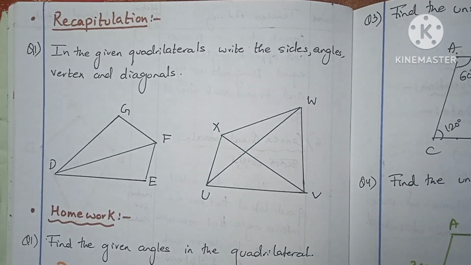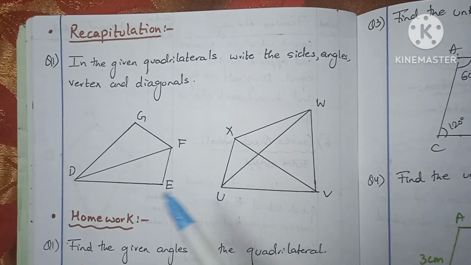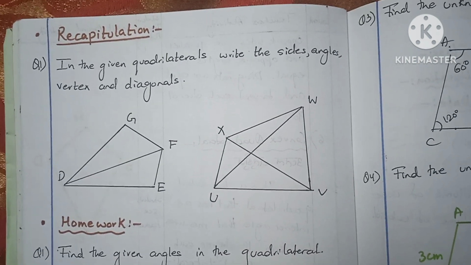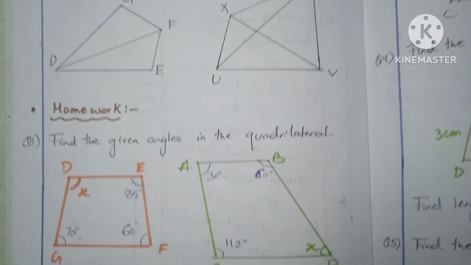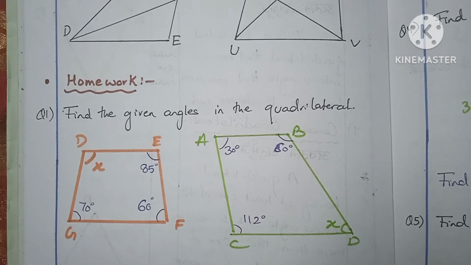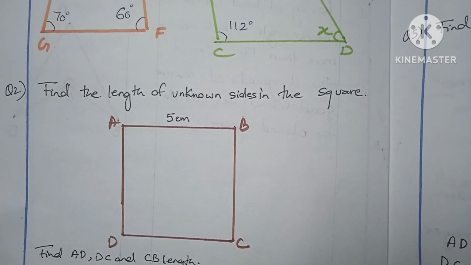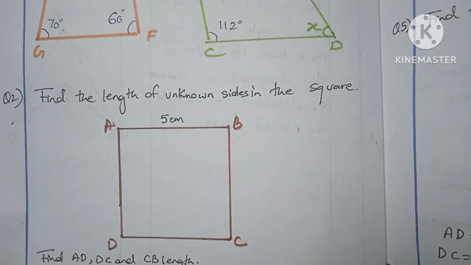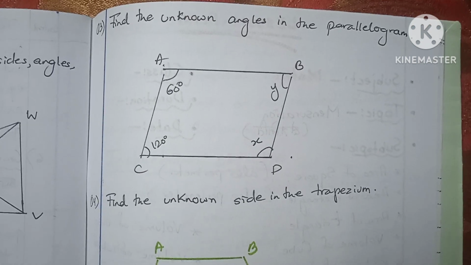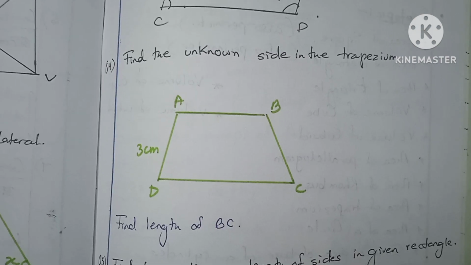In recapitulation, the teacher tells over here that in this given quadrilateral, tell all the sides, angles, vertices and diagonals. For homework, the teacher gives them the following figure and asks them to find angle x. The next question is to find the length of the unknown sides in the square. Then she gives another question for homework: find the unknown angles in the parallelogram. The next question is to find the unknown sides in the trapezium.